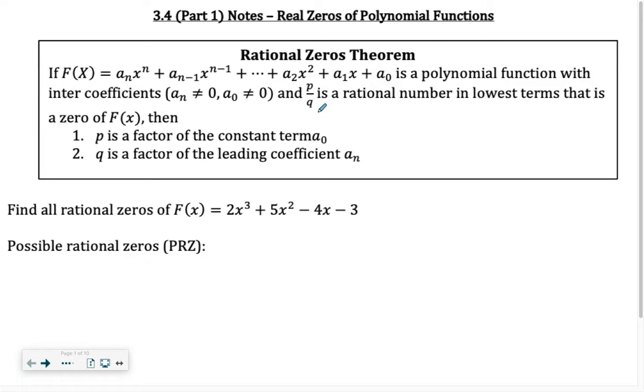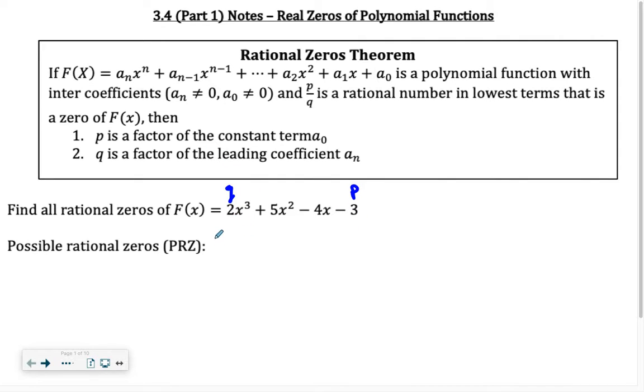So the way that we find all possible rational zeros of a polynomial is we take all of the factors of the constant and put those over all of the factors of the leading coefficient. Okay, so in this first example polynomial, we're saying that we want to take all of the factors of 3 and put that over all of the factors of q, right? Or over all the factors of 2.